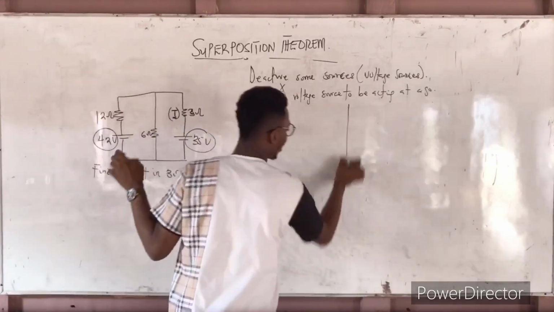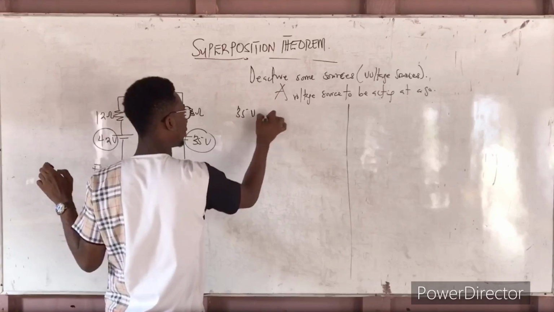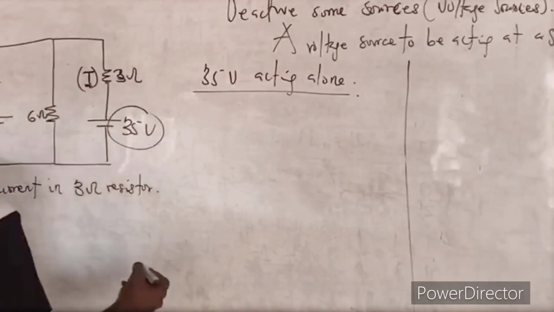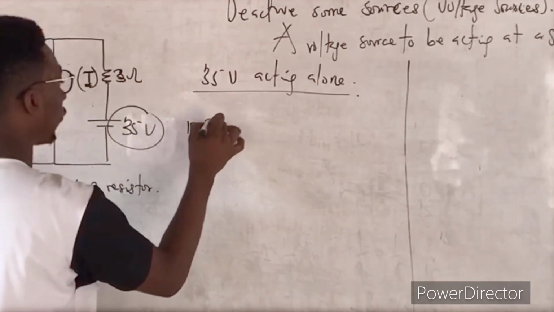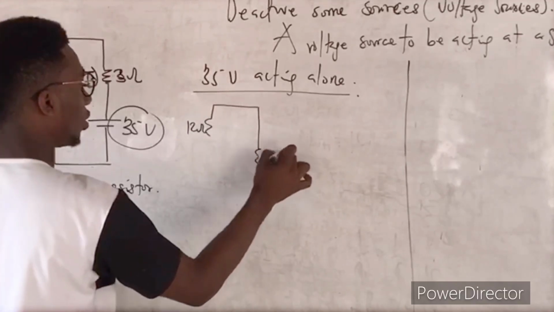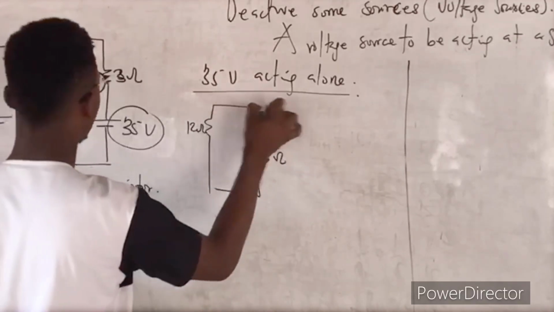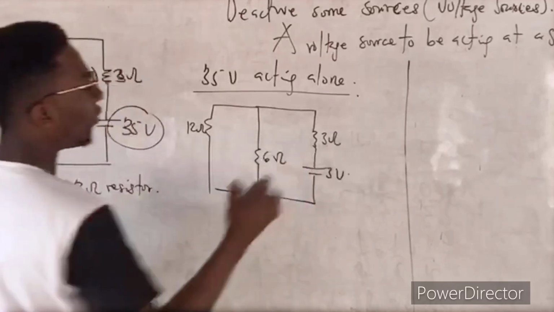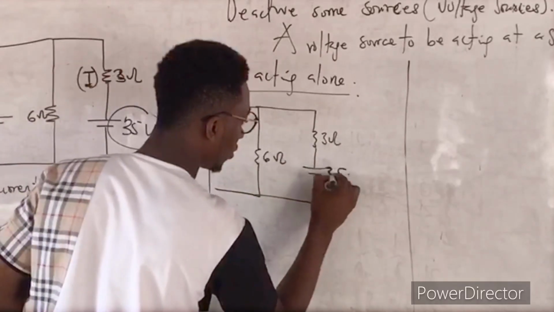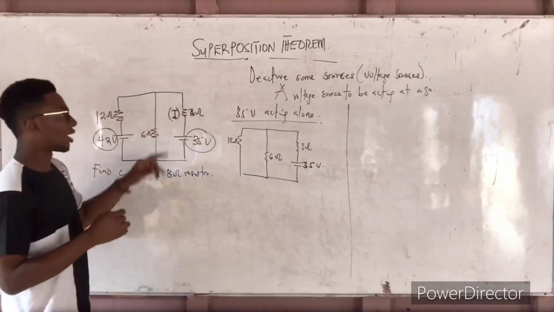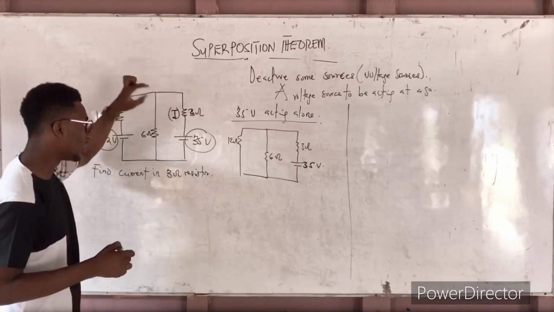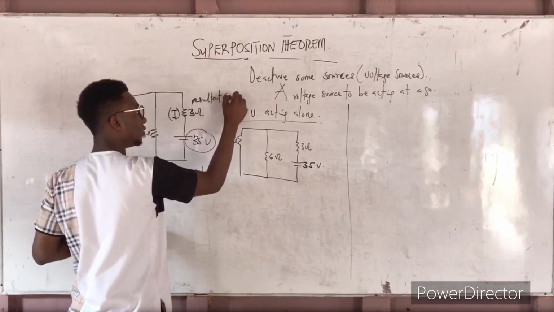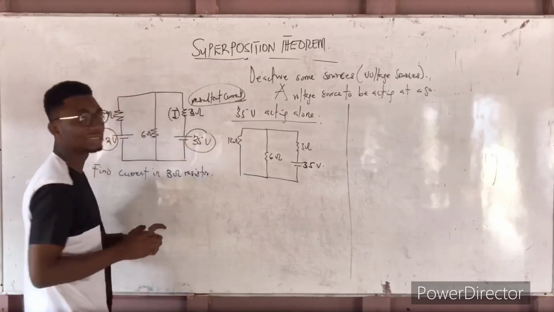So now, in the first instance, what we do is that the 35 volt is acting alone. If the 35 volt is acting alone, then we have 12 ohm, 6 ohm, 3 ohm, and then 35 volt. Like I said, this one produces some current through here, and this one produces some current. So we want to find the resultant current that will pass through this 3 ohm resistor.